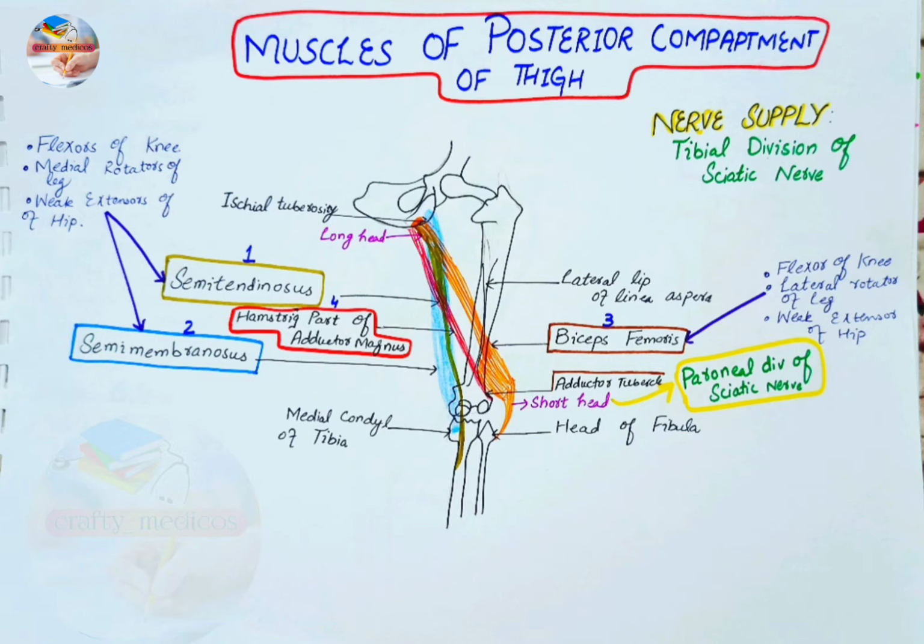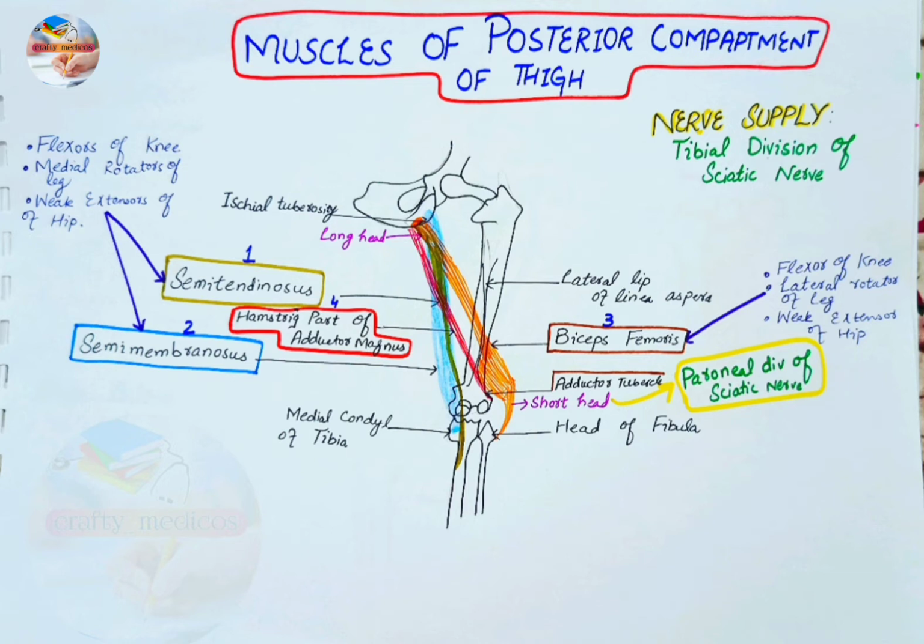The next muscle of the posterior compartment of the thigh is the semitendinosus muscle. It originates from the lower medial part of the ischial tuberosity. Its proximal part is fleshy, whereas its distal part has a long tendon of insertion and it inserts into the upper part of the medial surface of the tibia, behind the insertion of the gracilis and sartorius muscles.